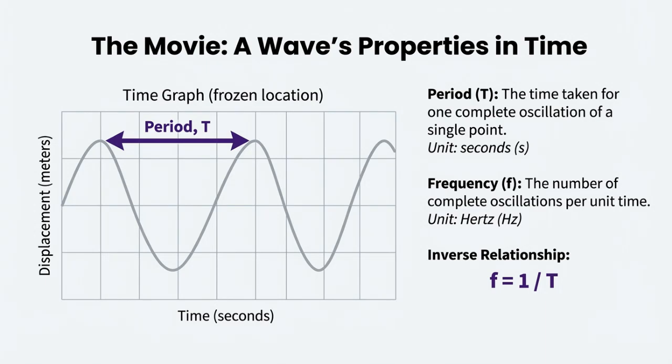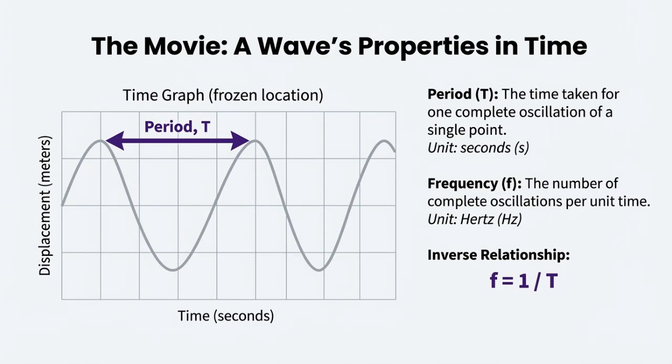Here we see how the position of one point on the wave changes over time. The period, labeled as T, is the time it takes for one complete oscillation or cycle of the wave at that point. We measure this in seconds. Frequency, on the other hand, tells us how many of those complete cycles happen each second, measured in hertz.